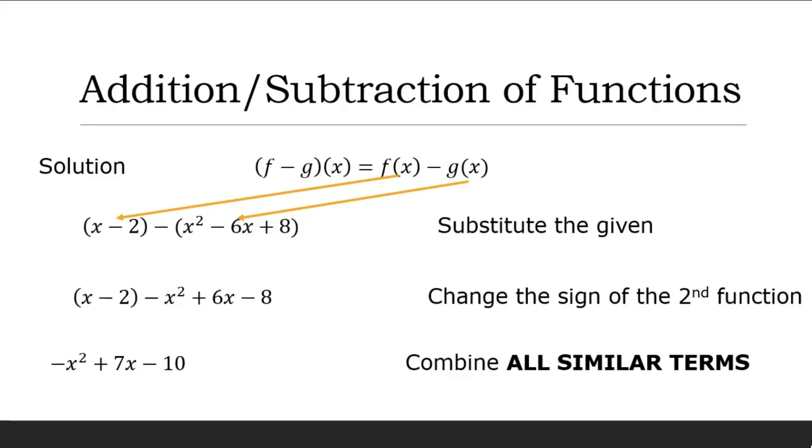x squared doesn't have any terms to be combined with, so bring it down. x plus 6x is 7x. Negative 2 and negative 8 combined is negative 10. So that's how you add and subtract functions.